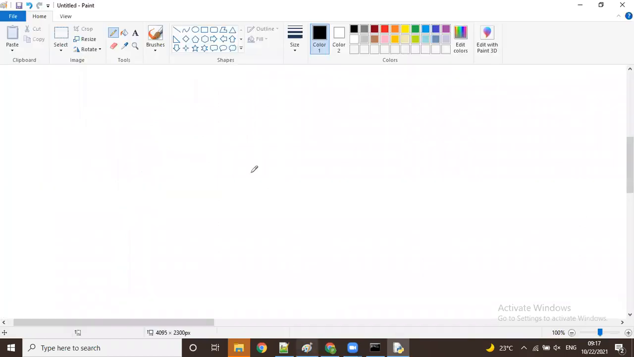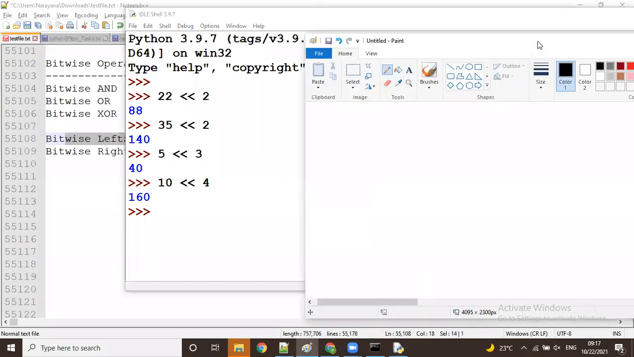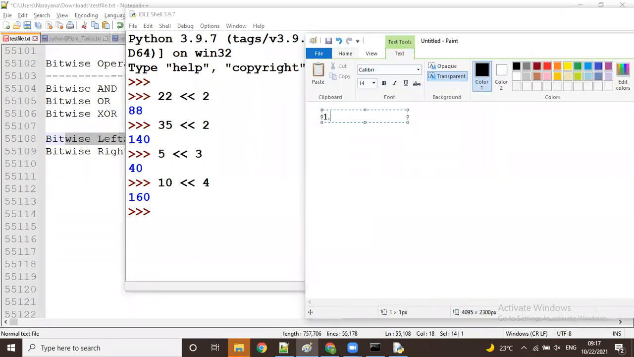Now let us see how it executes internally. What is the execution flow internally? We will discuss that now. What's the first one, guys? 22 left shift 2.